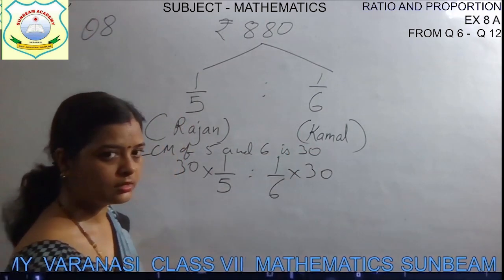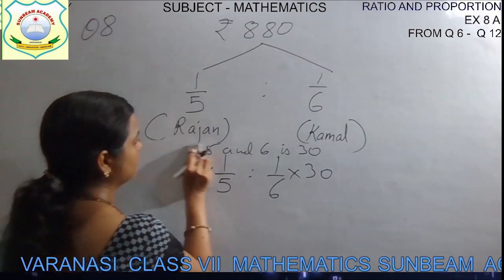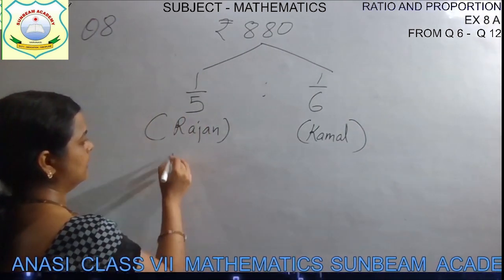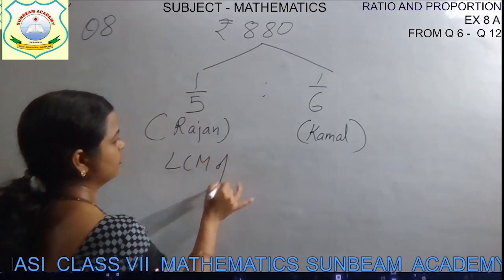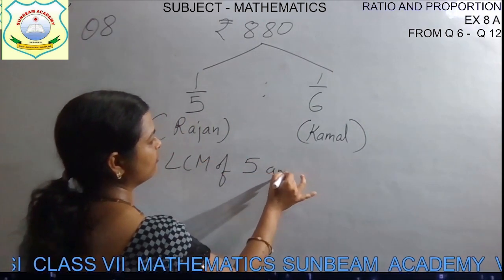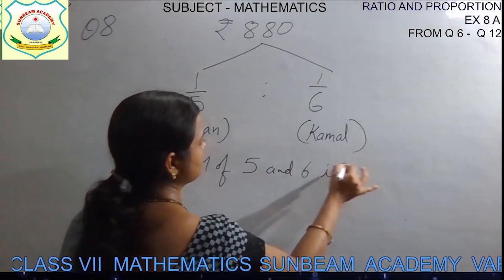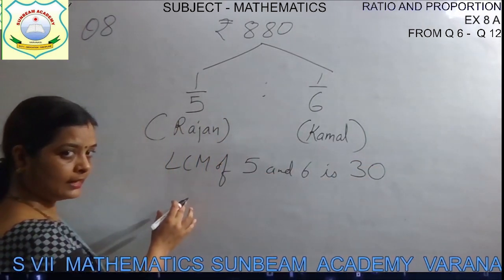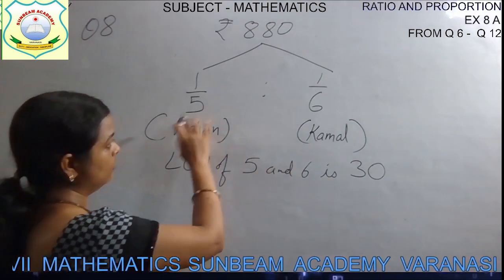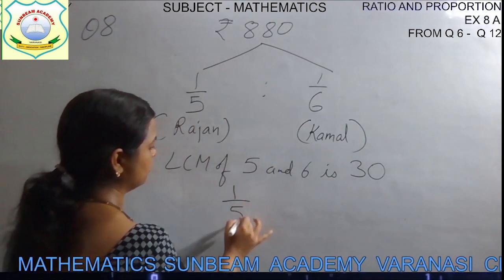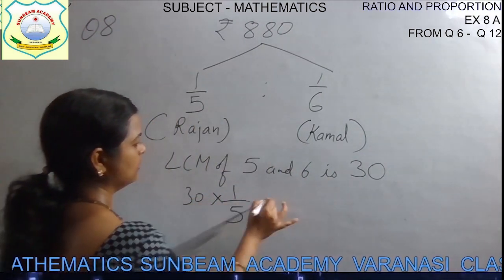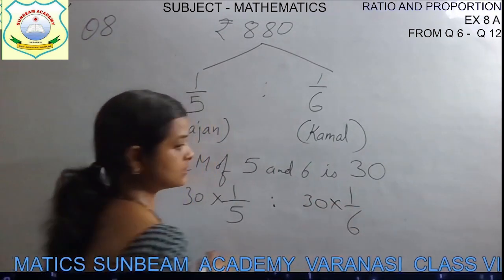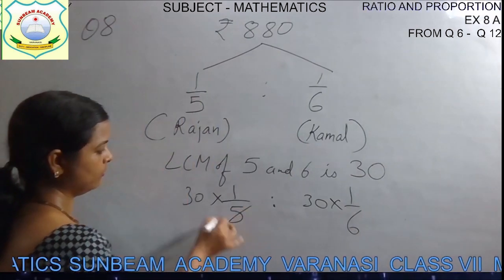It's not looking nice, na? Let me write it again, children. LCM of denominators 5 and 6 is 30. So now you can write here that multiplying 30 to both the ratios, 30, and again 30 will multiply with 1/6. Okay. Now we can simplify.